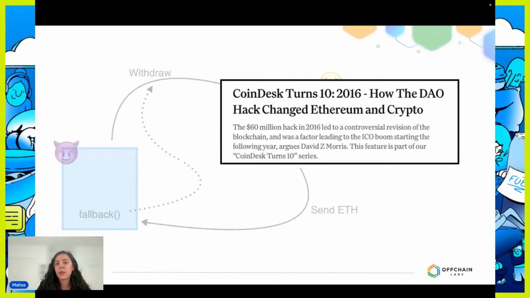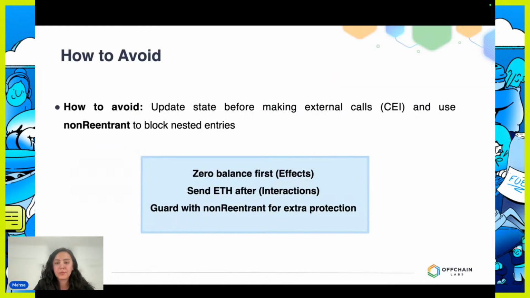And that's exactly what happened in the DAO hack in 2016, where the attacker exploited the exact same bug from the contract, and they were able to drain $60 million from the contract. So this is a huge security incident, and reentrancy is something we have to keep thinking about when we are writing our code.